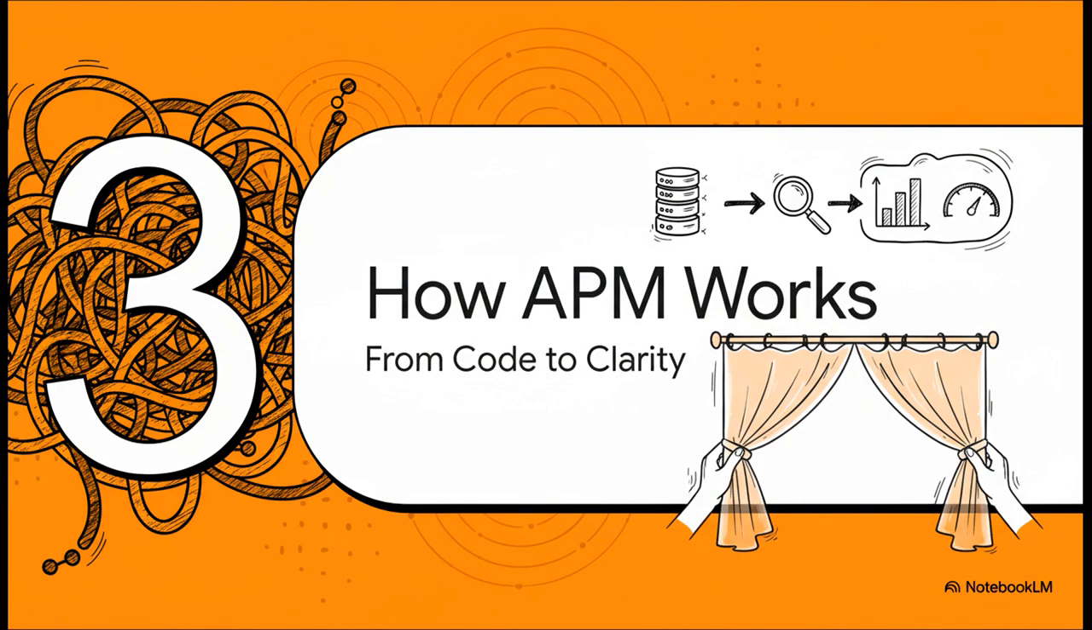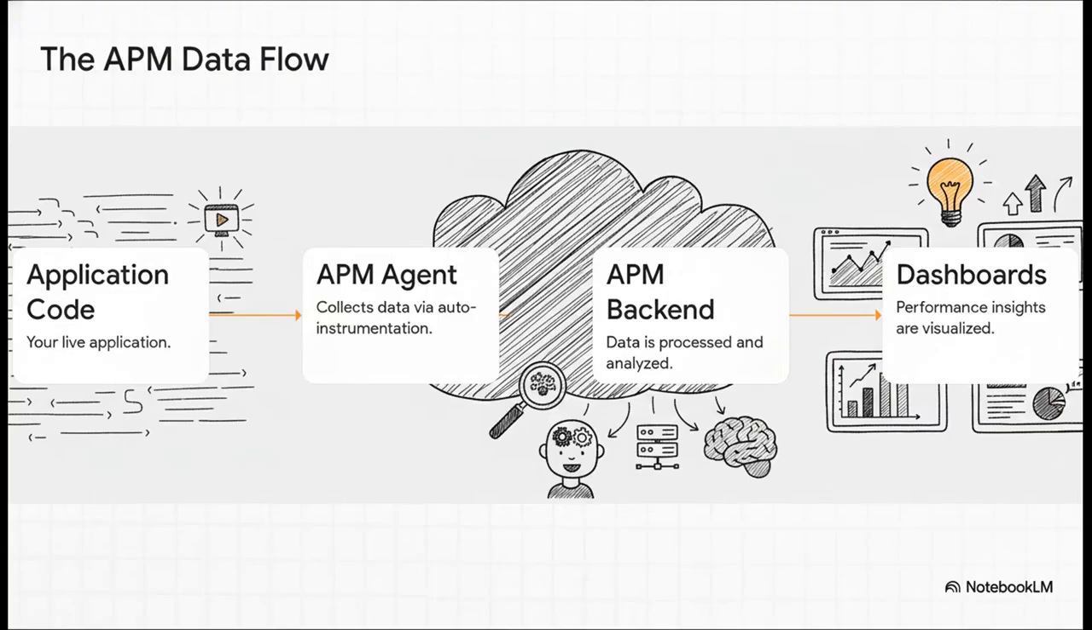That all sounds great, but how does it get that information? I mean, it can feel a bit like magic, but it's actually a pretty logical process. So let's pull back the curtain and see how these tools work. So here's the typical flow of data. It all starts with your live application code. You install a small piece of software called an APM agent. Think of it like a tiny detective that lives inside your app. It automatically instruments your code, collecting data on every transaction. All that data gets sent to a backend system where it's crunched and analyzed. And finally, you get to see all those juicy insights in nice, clean dashboards. It's a pipeline from code to clarity.